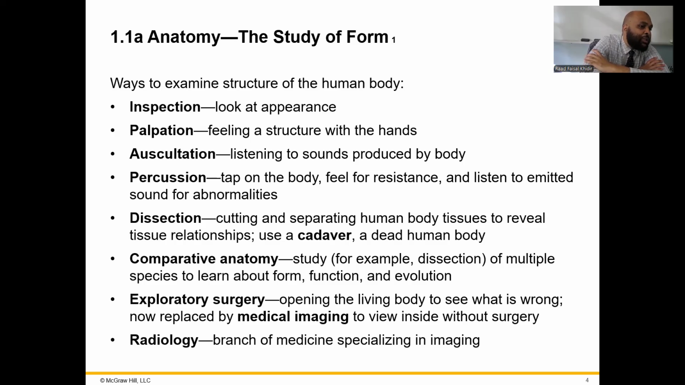Now, all they need to do is diagnostic imaging. They can take an X-ray. They could do an ultrasound. They could do a CT scan or MRI. Then there is radiology, and that is the branch of medicine specializing in imaging.